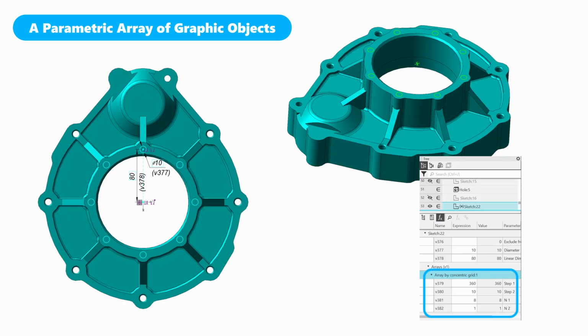The parametric array by grid and array by concentric grid allow you to create arrays of graphic objects in sketch mode, which you can modify after creation using variables. This functionality works in drawing documents as well.